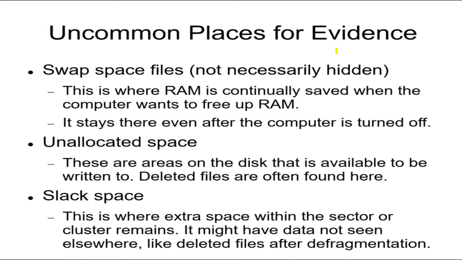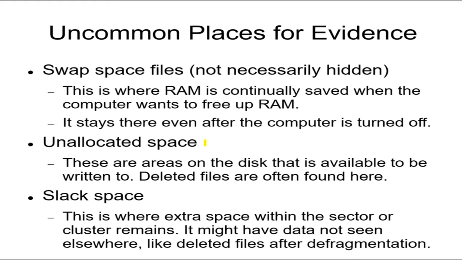So an uncommon space for evidence is the swap space files. They're not necessarily hidden. We mentioned this. When the computer has RAM and wants to free it up, it saves it in the swap space, which can later be recovered. Even if the computer is turned off, these were saved on the hard disk drive, and if you know where to find it, it simply is going to be there when you turn the computer on again. It will be found in the image.